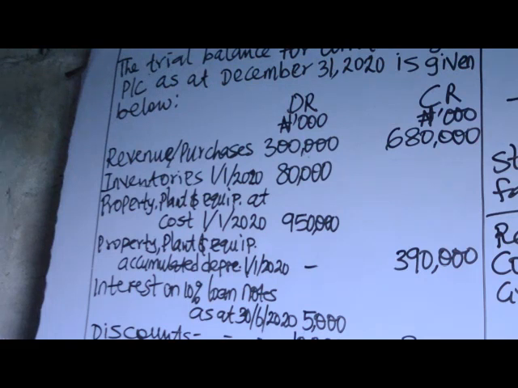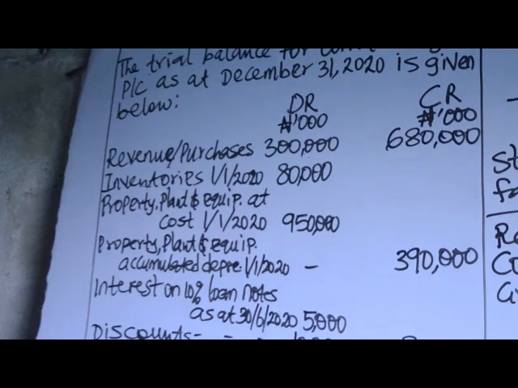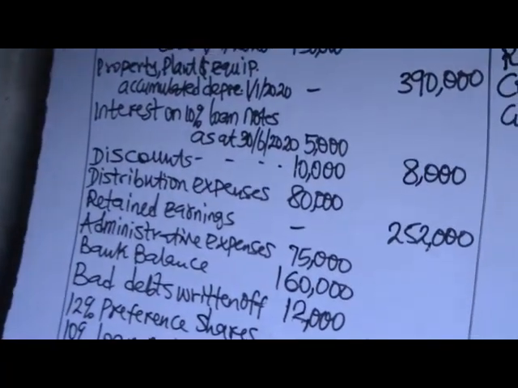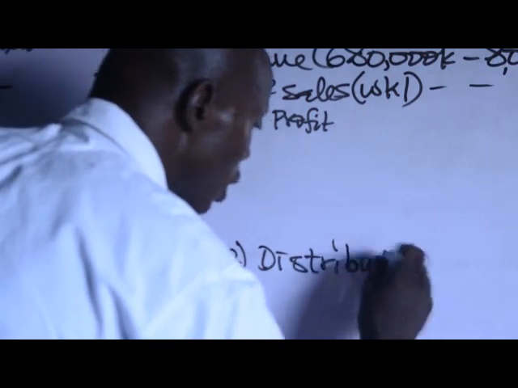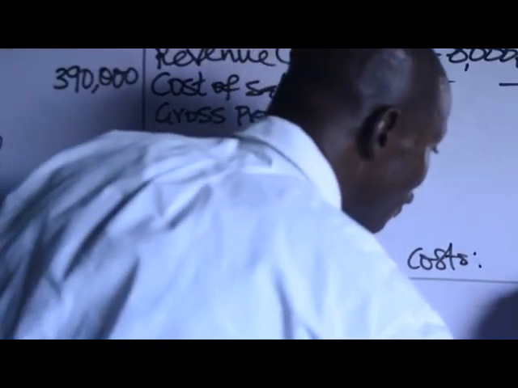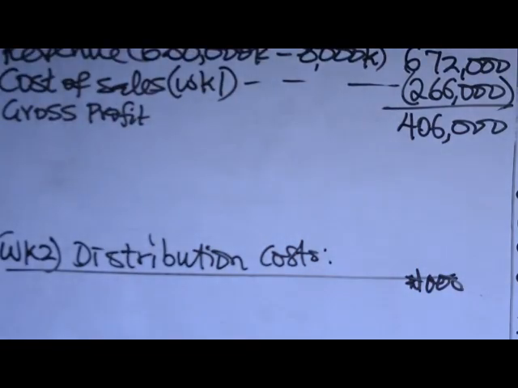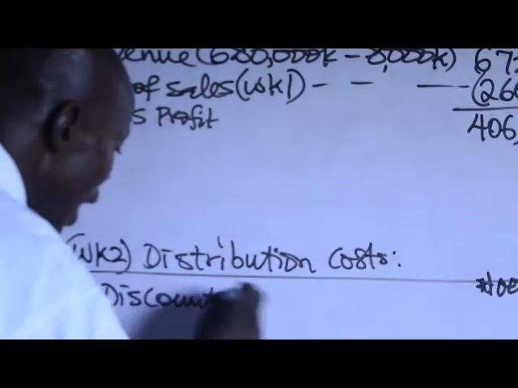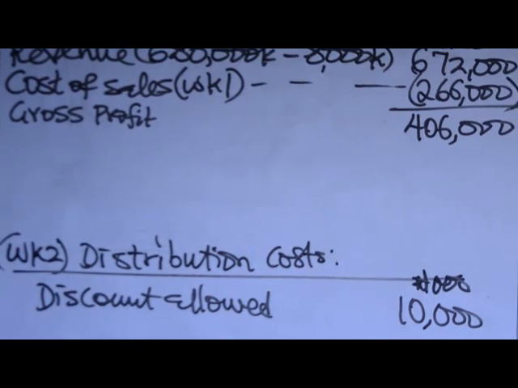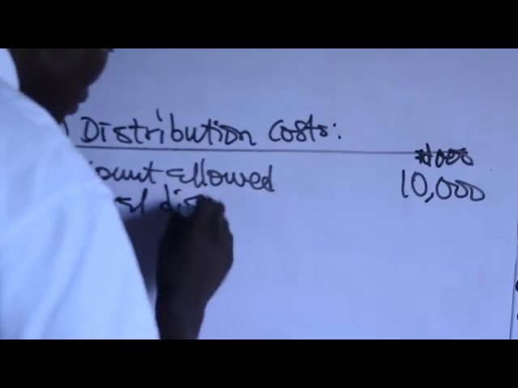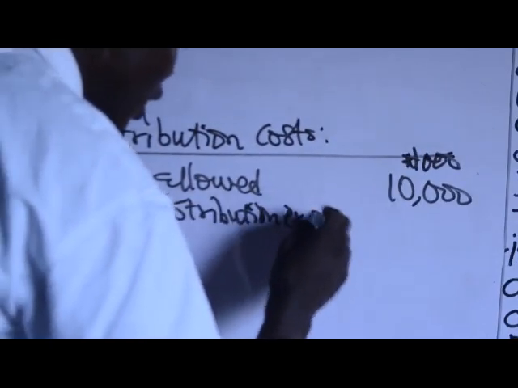Now let's go through the trial balance. We have discount allowed and discount received. You can treat your discount allowed as part of your distribution expenses. Then we also have distribution expenses of 80,000. So we want to consider the discount allowed of 10,000 and distribution expenses of 80,000. Now let's put down that working. Distribution costs. So we have the discount allowed of 10,000 naira. And then we also have the general distribution expenses of 80,000 naira.